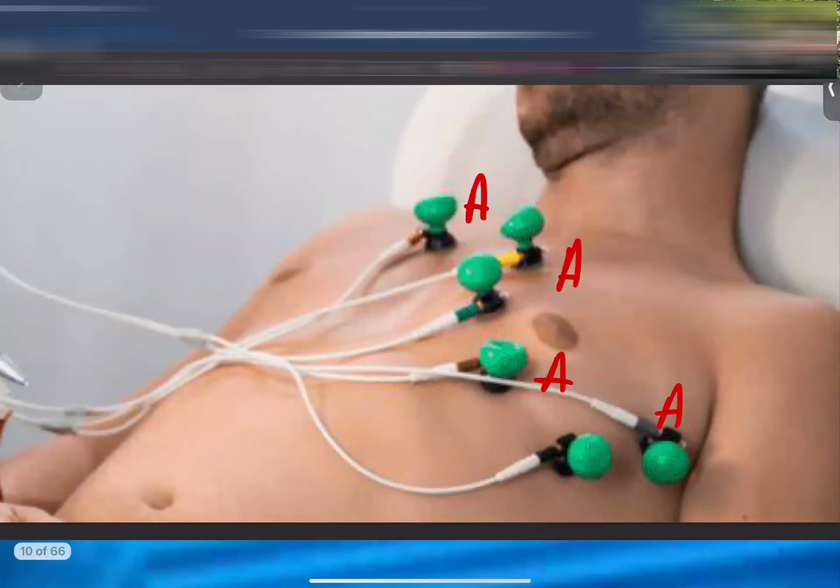Later on in MS, no, you will know that is your V1, that is your V2 here, this is your V3 electrode, this is your V4, this is your V5, and this is your V6.